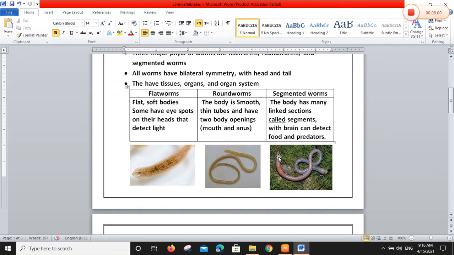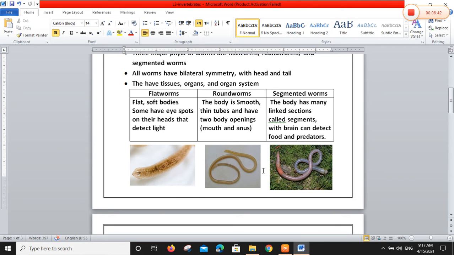Second, roundworms. The body is smooth, with no segments, like thin tubes. In our book the example is the hookworm. They have two body openings, the mouth and the anus. The mouth is an organ, and the anus is also an organ. Both of them make the digestive system: the mouth is the beginning of the digestive system and the anus is the ending.